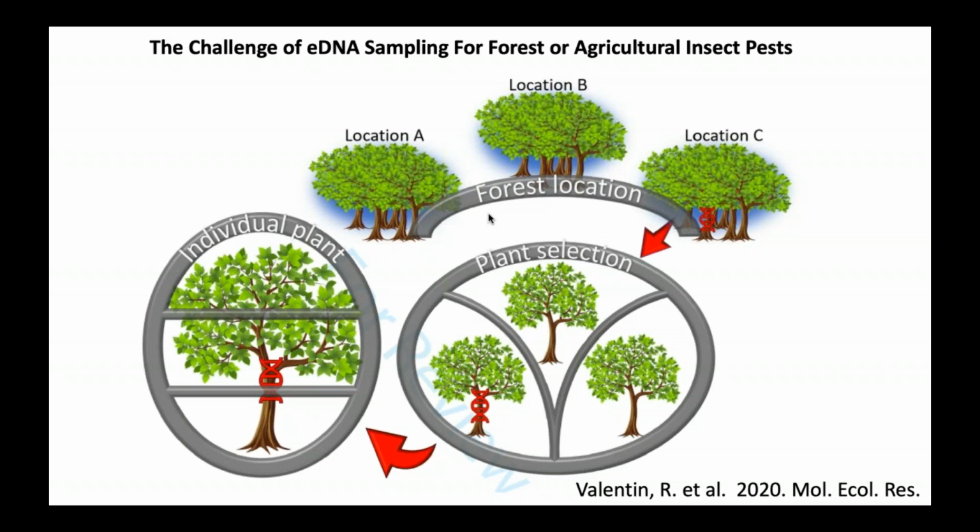But let's say you're in location C and there is that pest insect there and it does leave eDNA there. How do you get it off of there? How do you get it off of that tree or those leaves or those fruit efficiently? And then where on that tree or that plant are you going to look? And then how do you move that into some sort of way that you can analyze it and go from there?